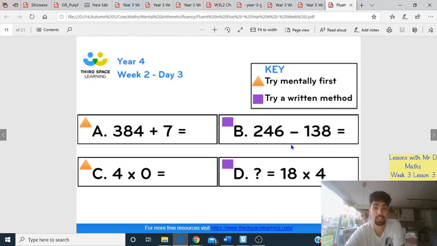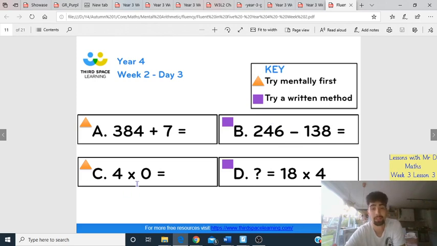And then when you're doing your sum, you always start at the top and work your way down. 6 take away 8. 6 ones, take away 8 ones. Now, can I do that? It's going to be a big fat no. So you're going to have to rename from your tens, and you guys know the rest.